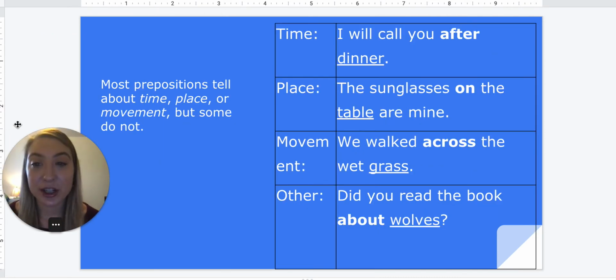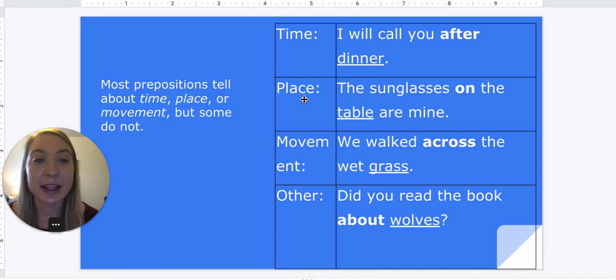Most prepositions are going to tell about time, place, or movement, but some do not. When we say time: I will call you after dinner. The preposition after is showing us what time, and then dinner is going to be our object of the preposition. Usually the object of the preposition is going to be right after the preposition.